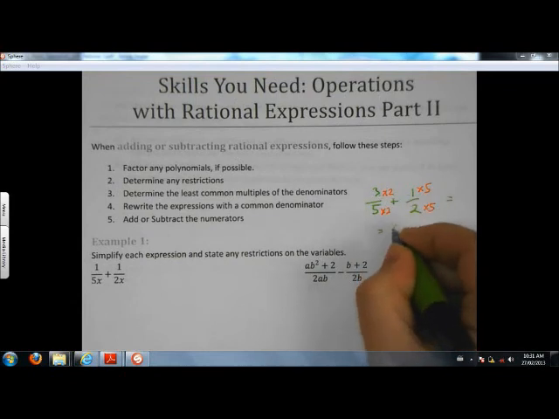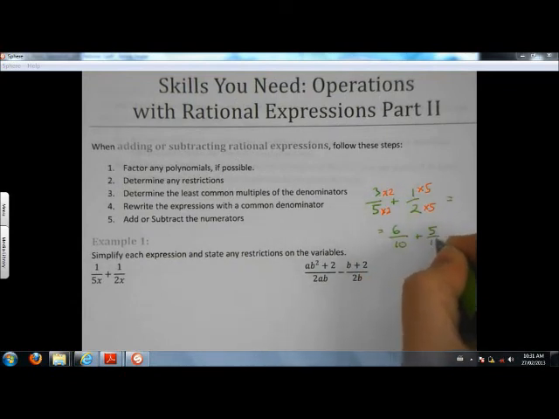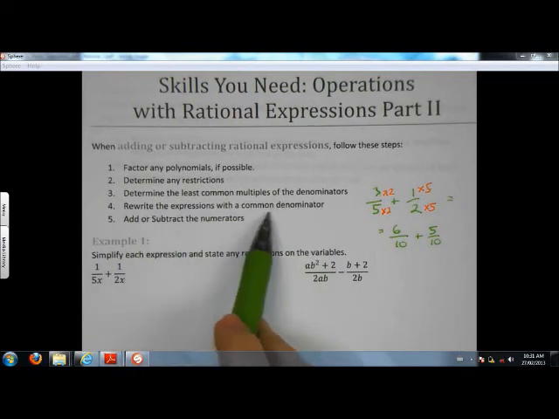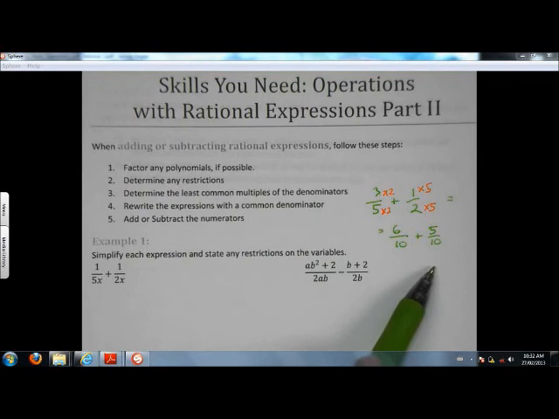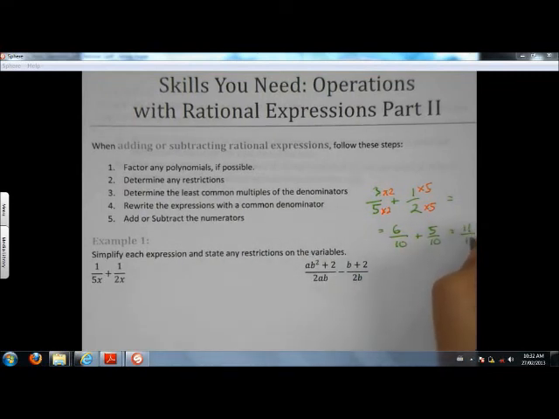2 times 3, 6 over 10 plus 5 over 10. Determine the least common multiple of the denominators. Rewrite the expression with common denominators. Done. Add or subtract the numerators. In this case, add. 11 over 10.